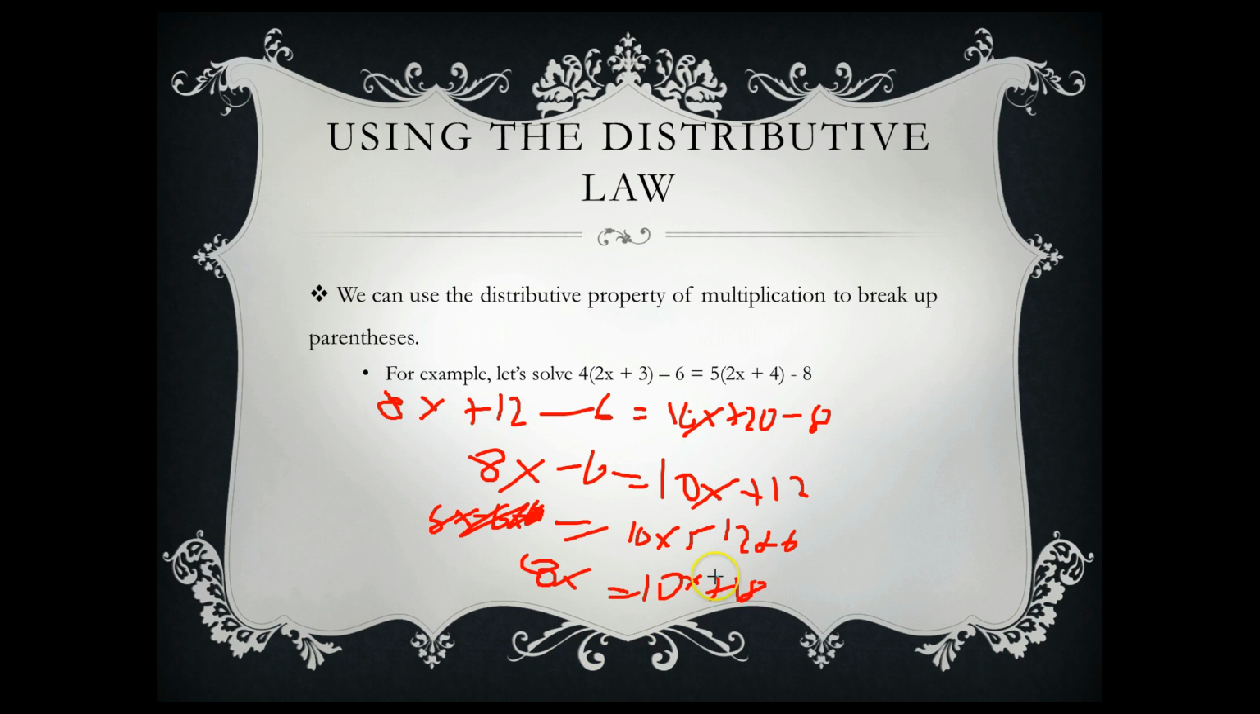Now we want to get this 10x to the other side. So we subtract 10x from both sides. So 8x minus 10x is equal to 18. So negative 2x is equal to 18. Now divide both sides by negative 2 to isolate the x. So you get x is equal to negative 9. This one's a lot trickier because we have to do a lot more steps, but you'll get the hang of it.